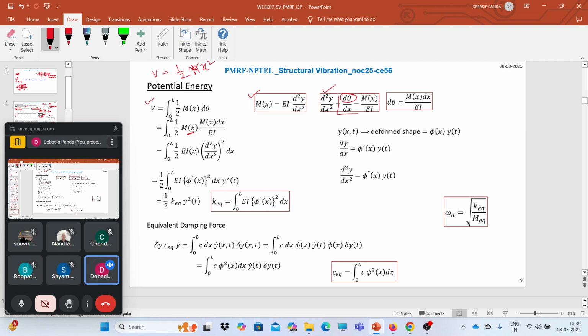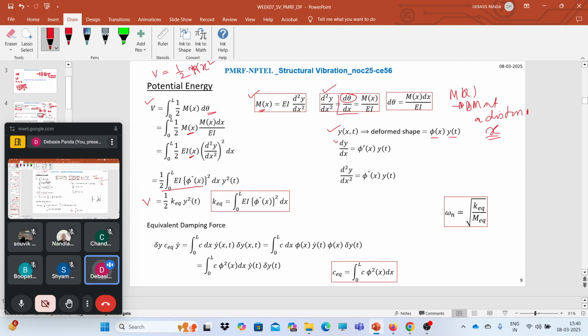Define your bending moment at a distance x as M of x. Then replace d theta from the equation of curvature, moment and flexural rigidity. So d theta is nothing but M of x by EI into dx. Now if we further simplify it, we get M square, and M is nothing but EI d2y by dx2, so if you replace that, we get EI d2y dx2 whole square. So finally we are left with the potential energy V equal to half, integral 0 to L, EI phi double dot square, because if y of t is the deformed shape, we can express it as phi of x and y of t.